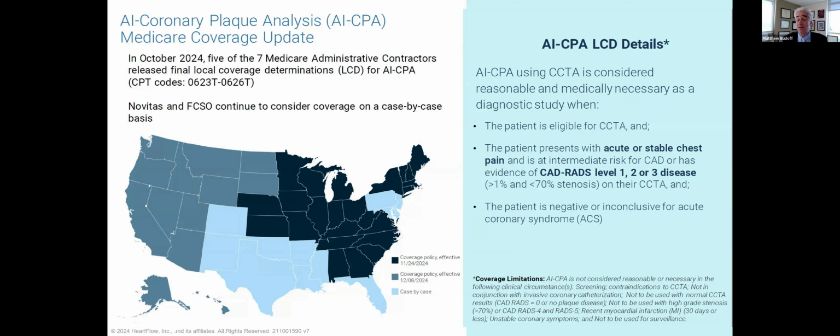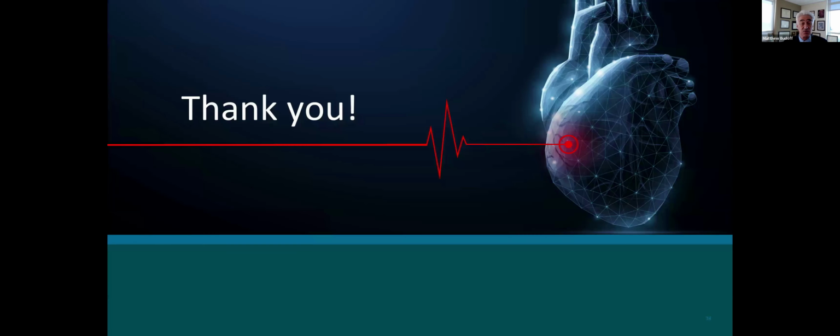So that's up to 70% stenosis, 1 to 70% stenosis, and they have a negative or inconclusive workup for acute coronary syndrome. Obviously, if they have an ACS, we're not going to be putting them into this algorithm of care. We're going to be treating them more aggressively. So this is great news, brand new data for the West, where we now have a positive local coverage determination.